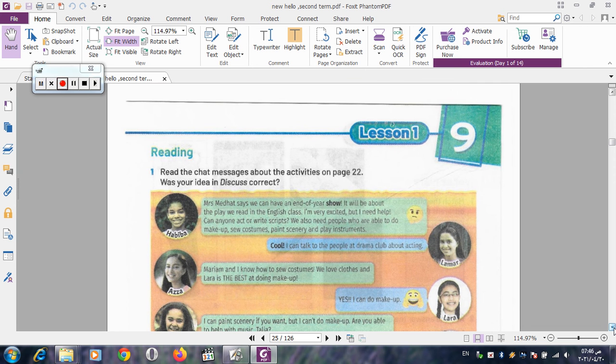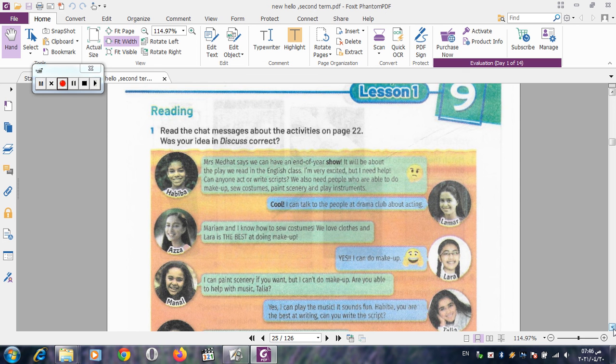Here we have page 23. This is reading. Read the chat message about the activities on page 22. The six activities we have answered. Was your idea in discuss correct? Here you have to read these. I think you have your book.